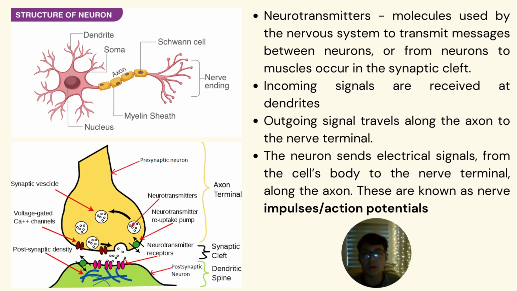We have to remember nga ang neuron nga ga-transmit og signal mo ni siya ang ginatawag nga presynaptic neuron, while the neuron receiving the signal is called the postsynaptic neuron. Generally, incoming signals are received at dendrites, while outgoing signal travels along the axon to the nerve terminal. In order to achieve rapid communication over its long axon, the neuron sends electrical signals from the cell's body to the nerve terminal along the axon. These are known as nerve impulses, or what we call action potentials.